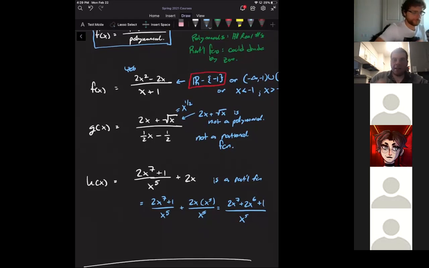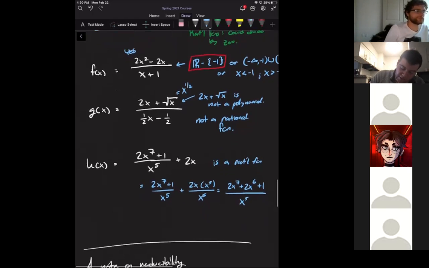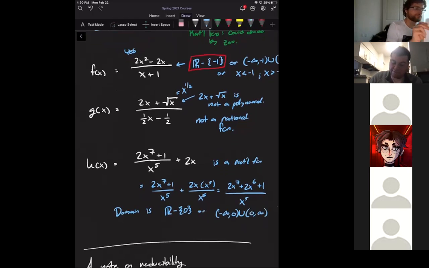So again, we'd plug in 0 for that top polynomial. We don't really care what that value is. Nothing's going to go wrong there. But then we divide by 0 to the 5th, which is still just 0. So we have to take 0 out of the domain. So our domain is, again, R minus 0, or you could do something like negative infinity to 0, cup 0 to infinity.